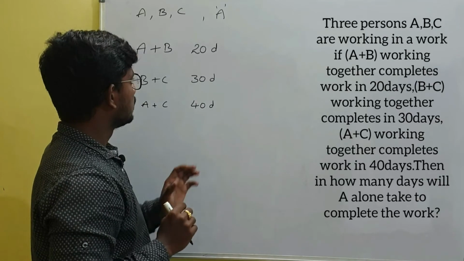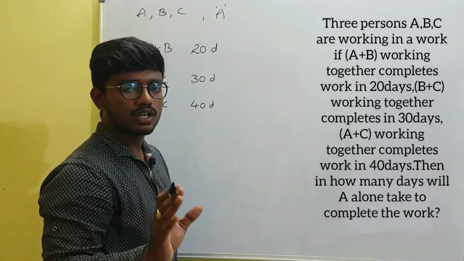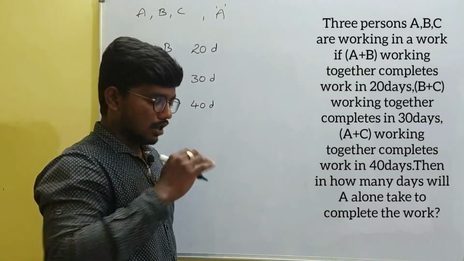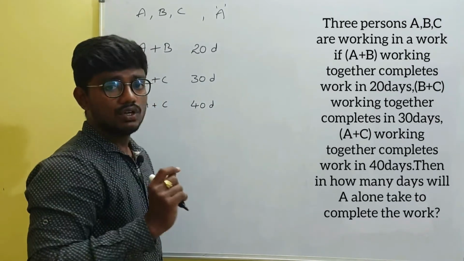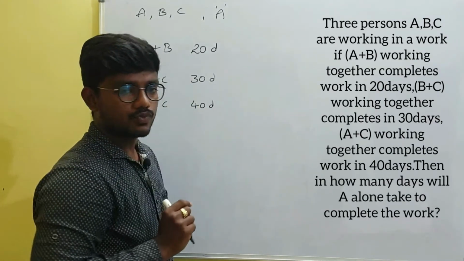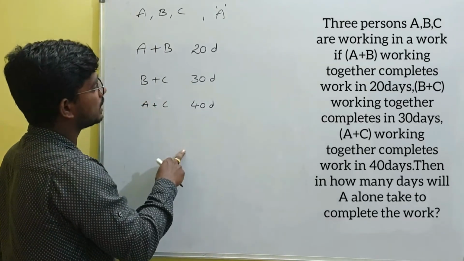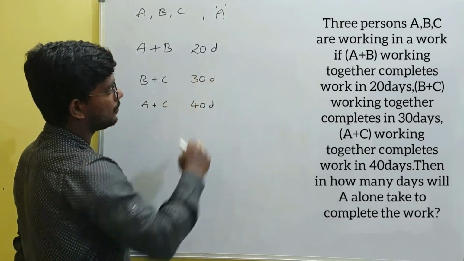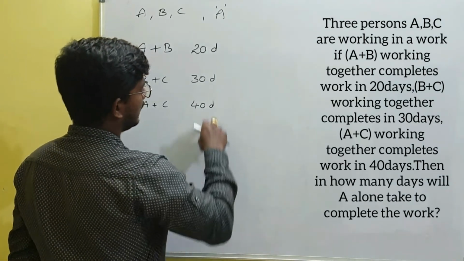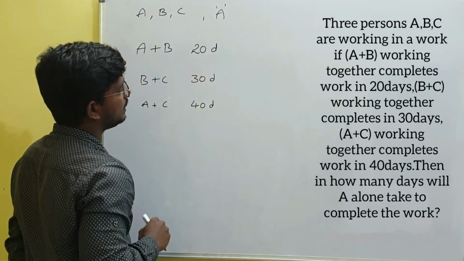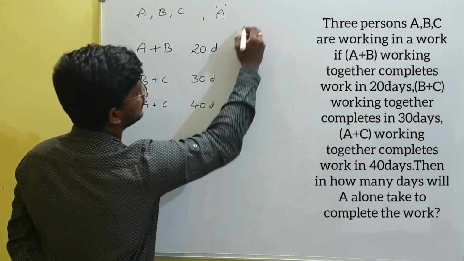In any given question in time and work, first we have to derive the entire work. To know the entire work we have to take the LCM of 20, 30 and 40. So the LCM of 20, 30 and 40 is 120.